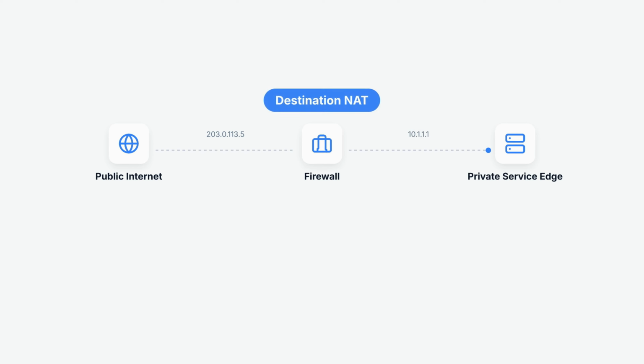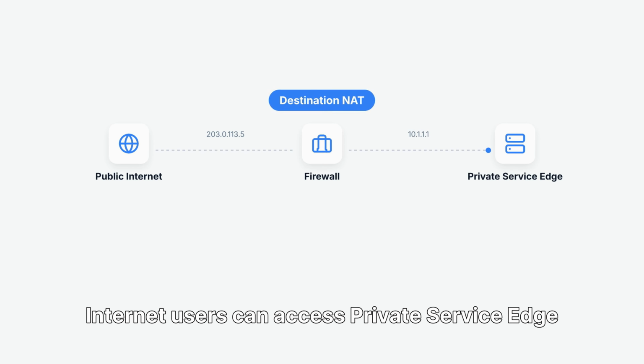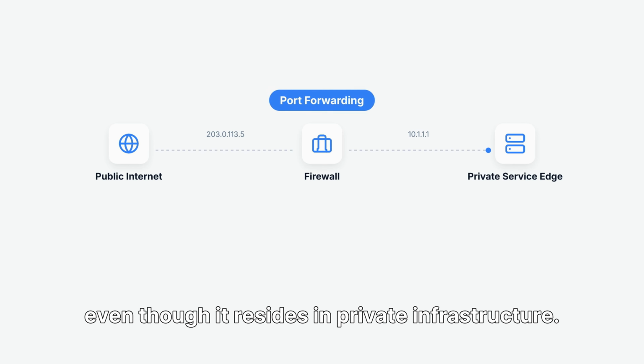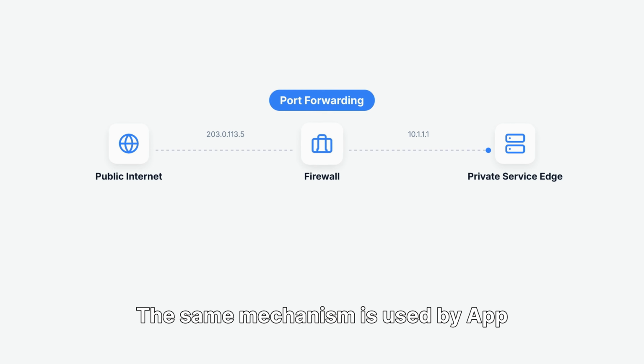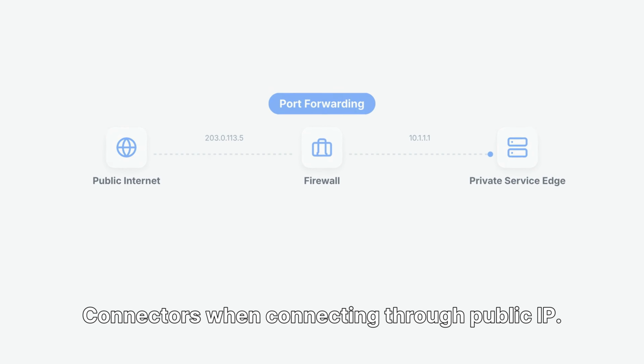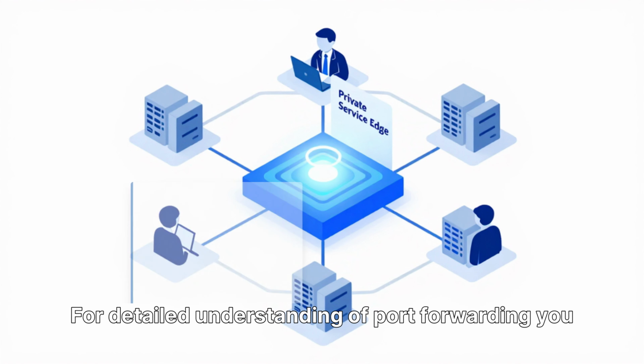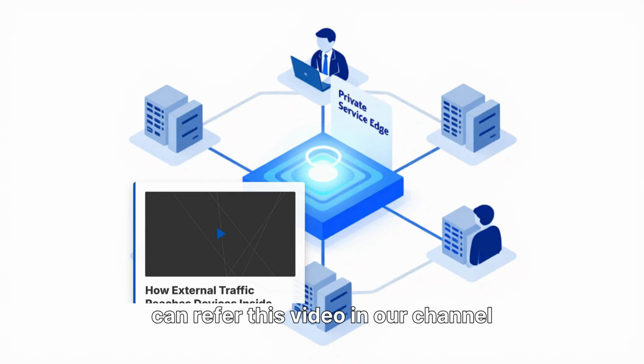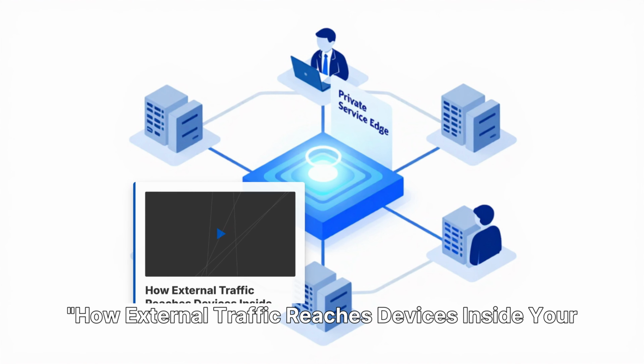As a result, internet users can access Private Service Edge even though it resides in private infrastructure. The same mechanism is used by app connectors when connecting through public IP. For a detailed understanding of port forwarding, you can refer to this video on our channel: how external traffic reaches devices inside your network.